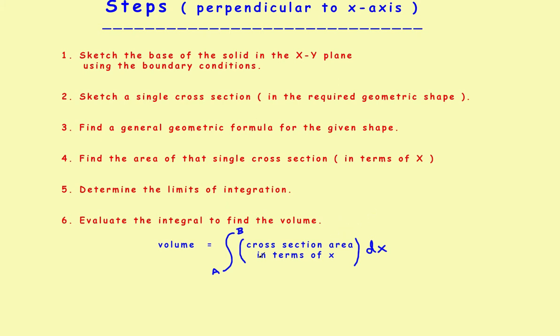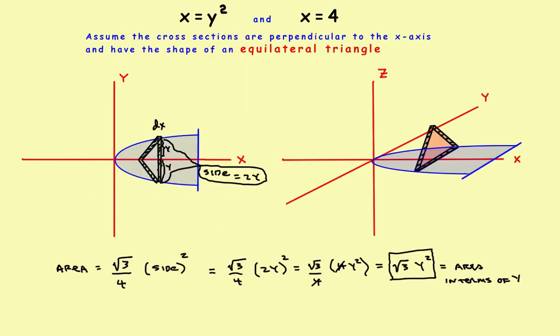Now, you've got the area in terms of y, but to do the integral, you can't solve the integral unless everything in there is in terms of x. So in the next step, you need to change the cross-sectional area from an area in terms of y to an area in terms of x. So how do you do that?